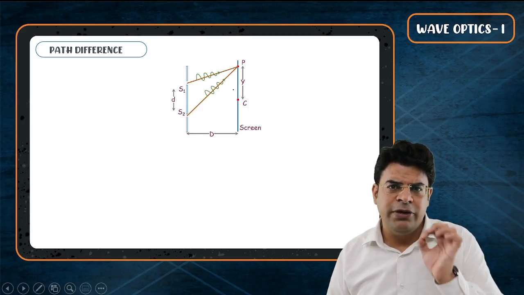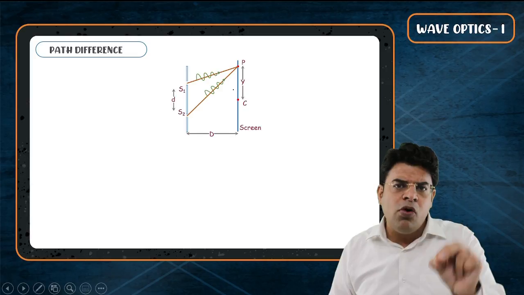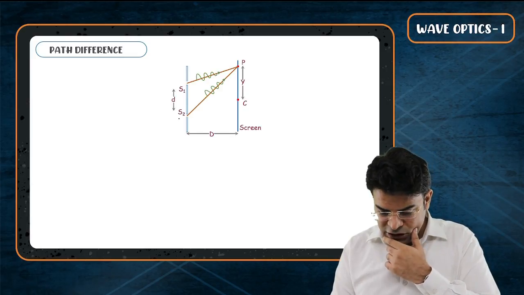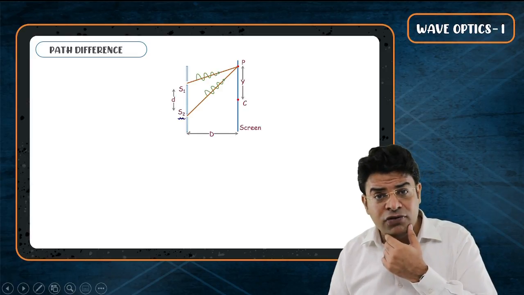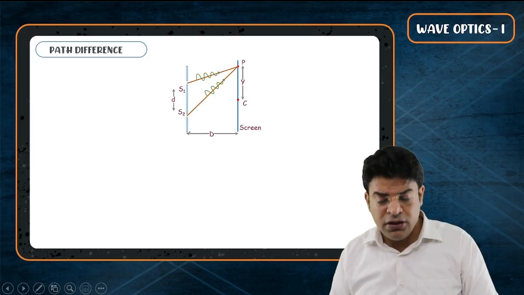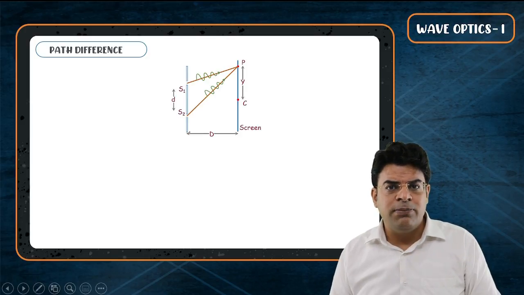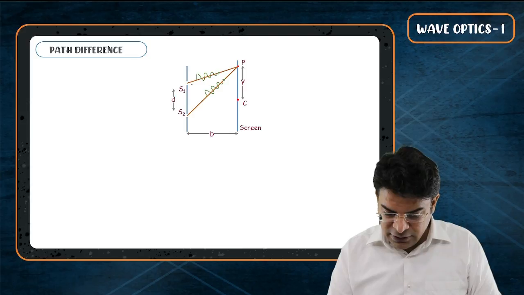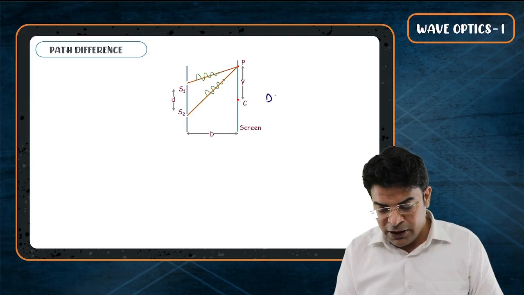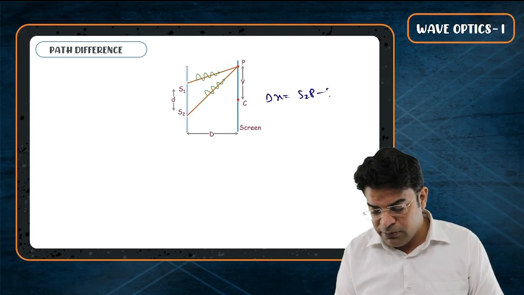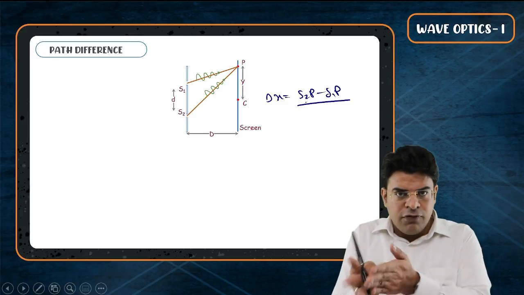First of all, tell me here which wave has to travel more to reach the point P. The wave coming out of the second slit has to travel more to reach the point P. Good. Now my question is, what is the path difference? The difference in the distance. So I will say that the path difference is simply S2P minus S1P.